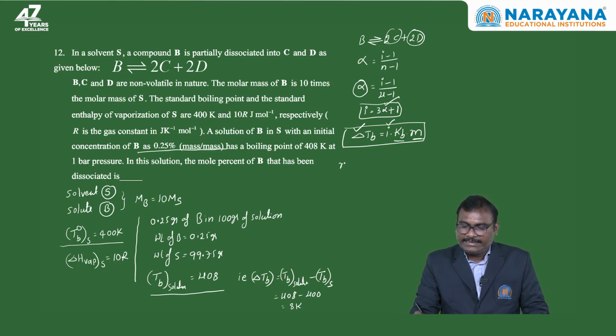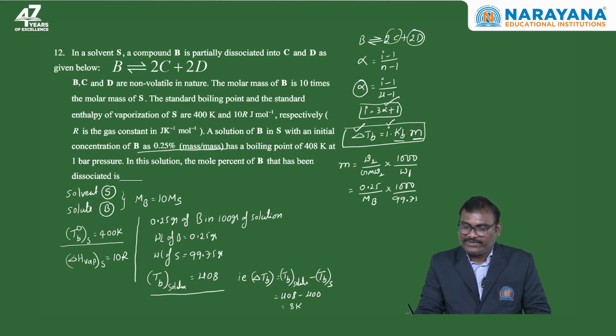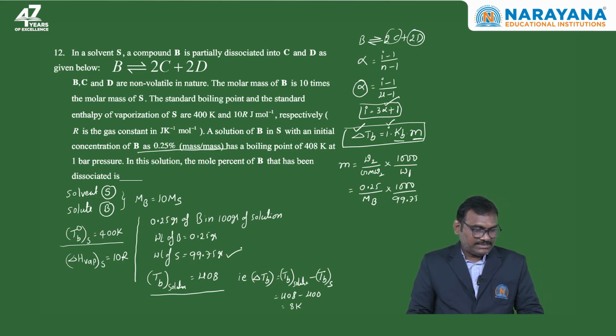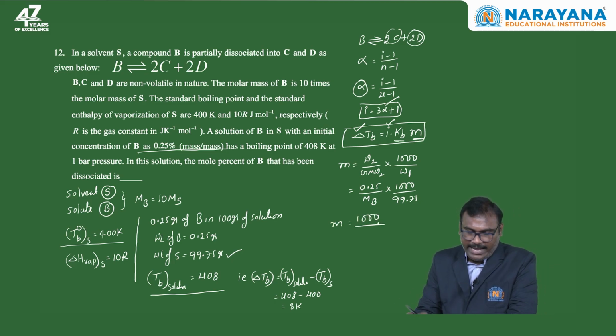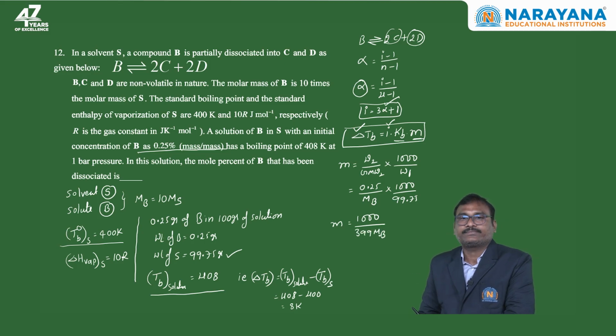So, first of all, molality. Molality is equal to weight of the solute by gram molecular weight of the solute into 1000 by weight of the solvent. Weight of the solute was given as 0.25, molecular weight of the solute we do not know, and 1000 by 99.75 is the weight of the solvent. Say yes or no? Then I got that molality is equal to 1000 by 399 times the molecular weight of B. Yes or no? After solving the equation.